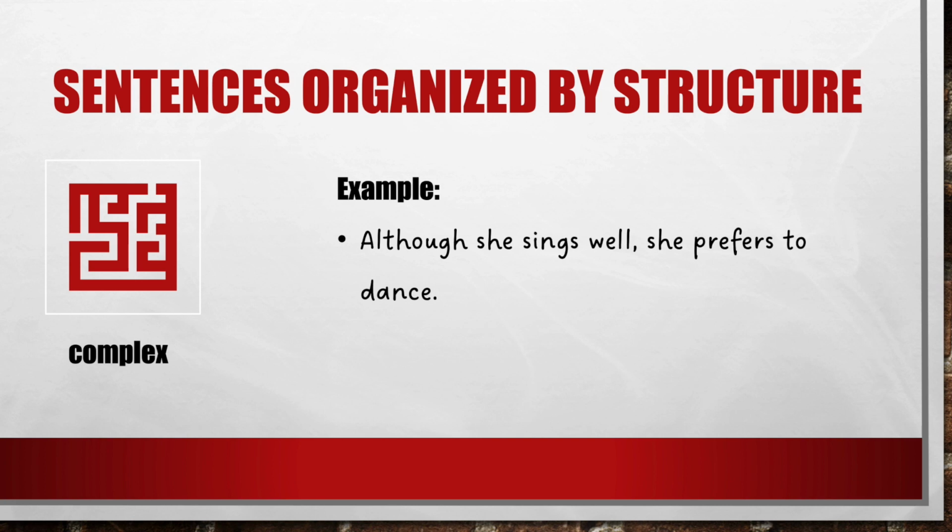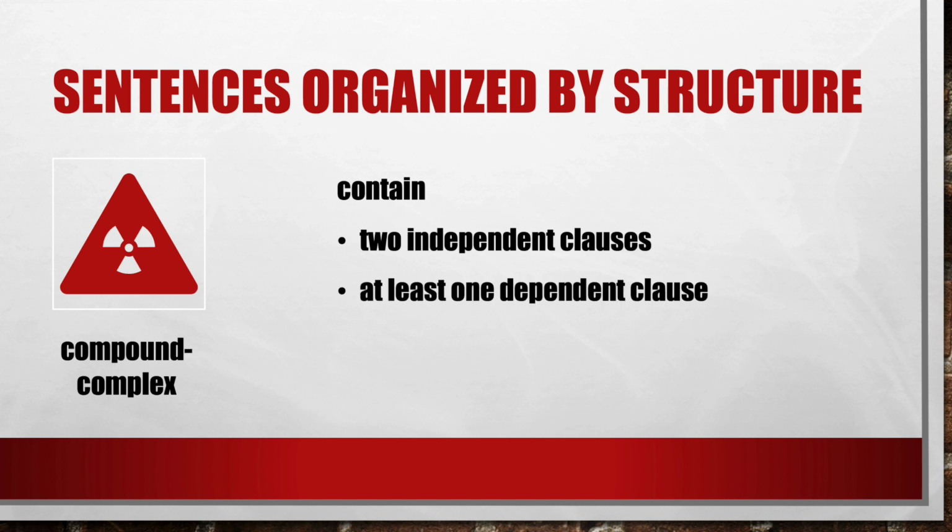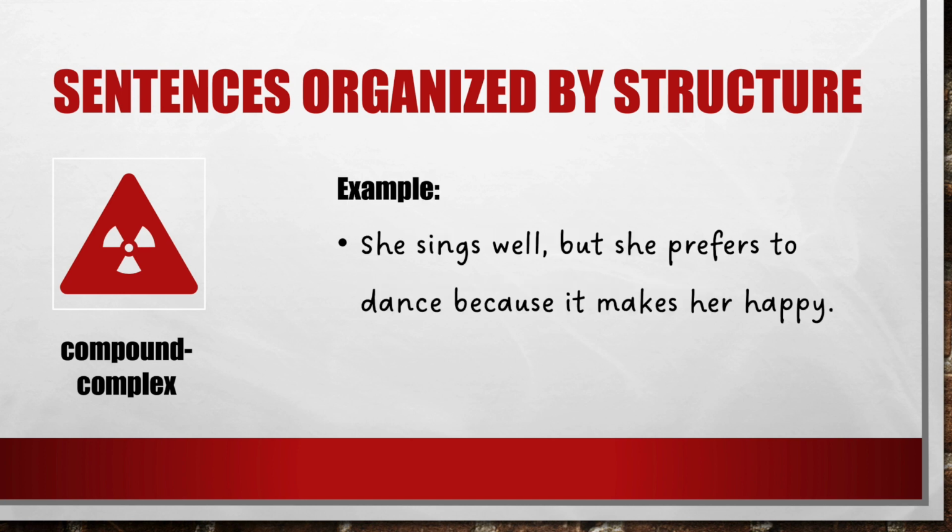Finally, our fourth and last type of sentence structure is the combination of compound and complex sentences called compound-complex sentences. As the name states, these are the most complicated sentences. They're comprised of two or more independent clauses and at least one dependent clause. An example of this kind of sentence is, she sings well, but she prefers to dance because it makes her happy.